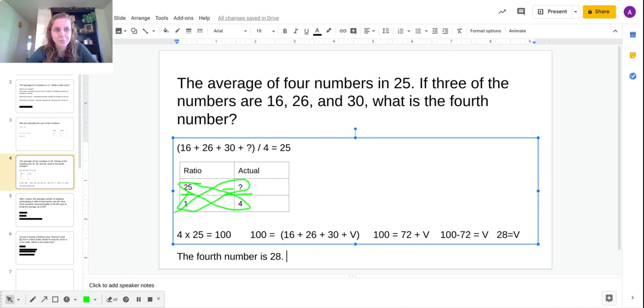How could you check this? Brainstorm. One way that you could check this is you can calculate the average of the four numbers. So take 16 plus 26 plus 30 plus 28 divided by the number of numbers in the set, which is 4. What does that equal? If it doesn't equal 25, you probably made a mistake, but I think we're doing good today.